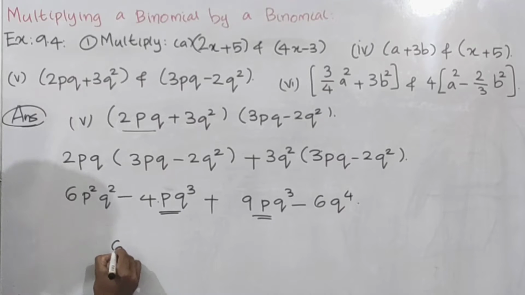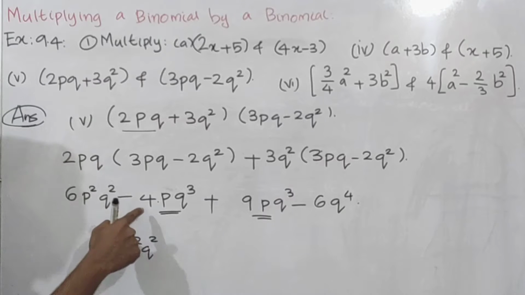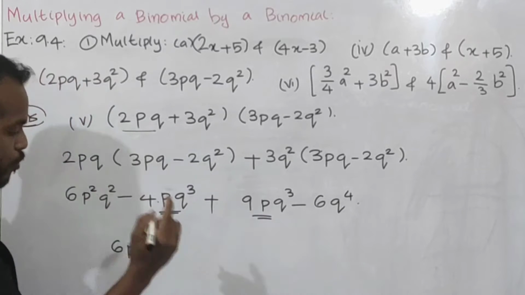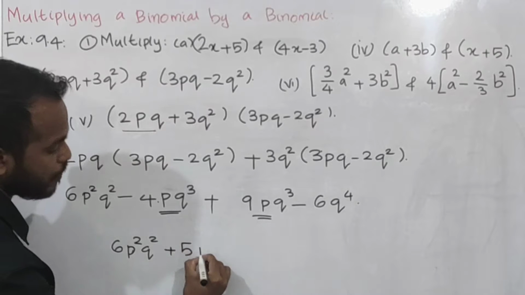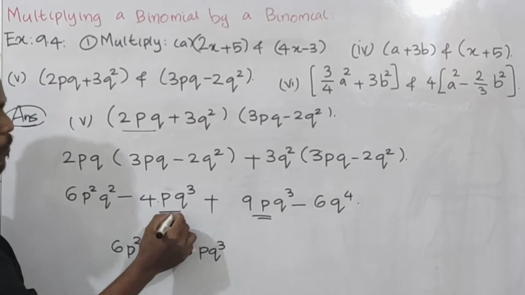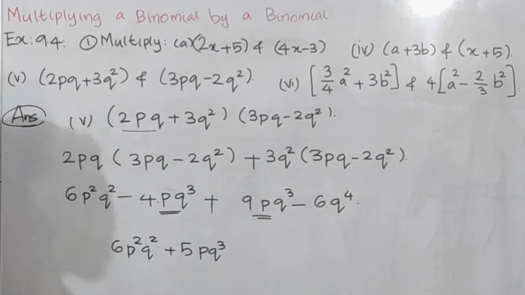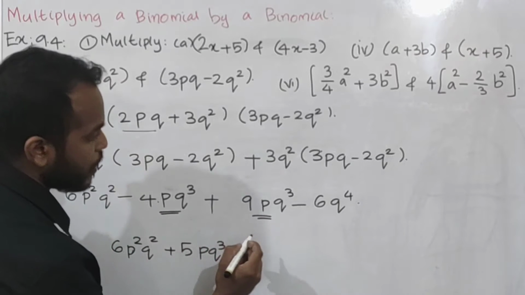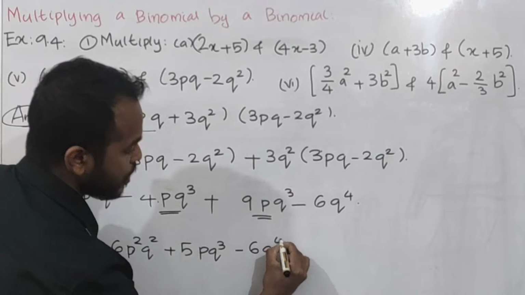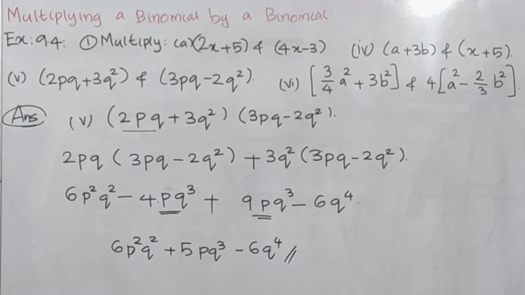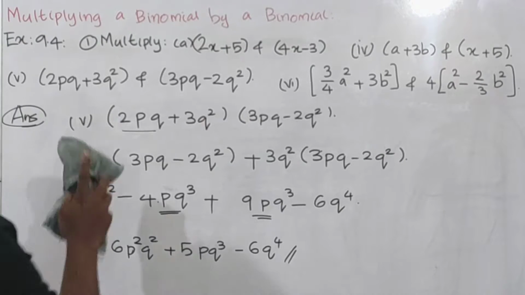So I'm writing the final answer. No change for this one or this one here. So it will be 6p square q square, then minus 4pq cube plus 9pq cube, which will be plus 5pq cube. Suppose this to be a single term, then minus 4 times the thing plus 9 times the thing will be plus 5pq cube minus 6q raised to 4. So this is the final answer. Just write, it's a basic question, not so difficult. 6p square q square plus 5pq cube minus 6q raised to 4.